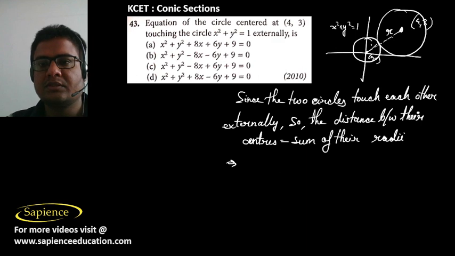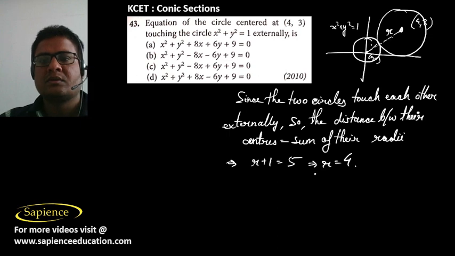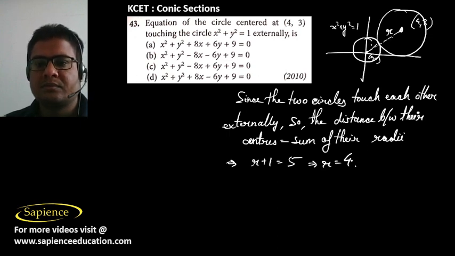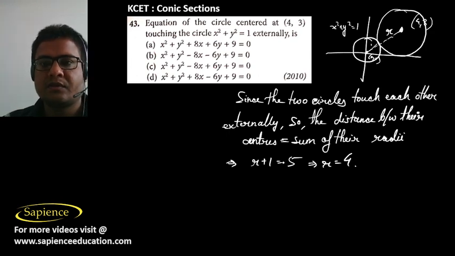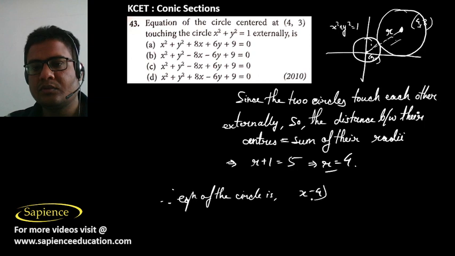So therefore, its radius is 1, so I can say r plus 1 will be equal to the distance between their centers, which is 5. So r is equal to 4. So therefore its radius is 4 units and its center is (4, 3). Therefore the equation of the circle is (x minus 4) whole square plus (y minus 3) whole square equal to 4 square.